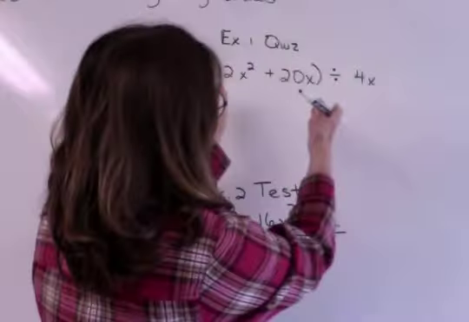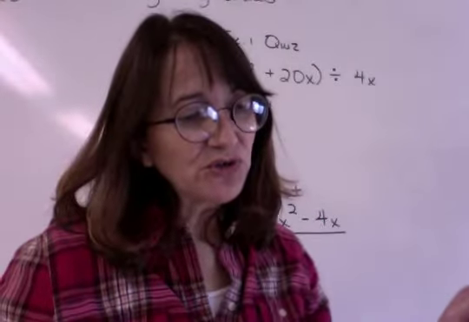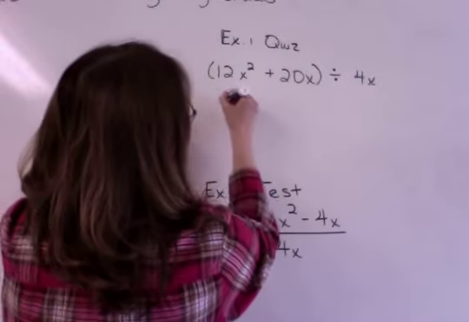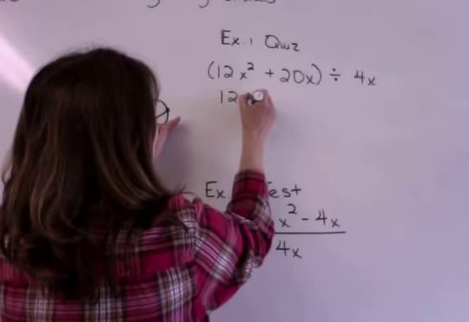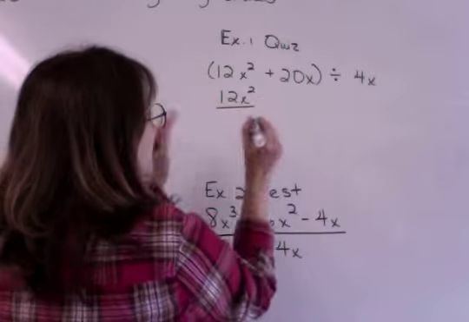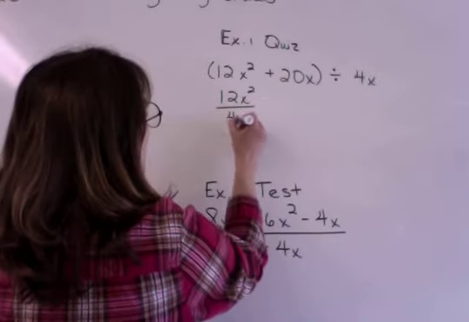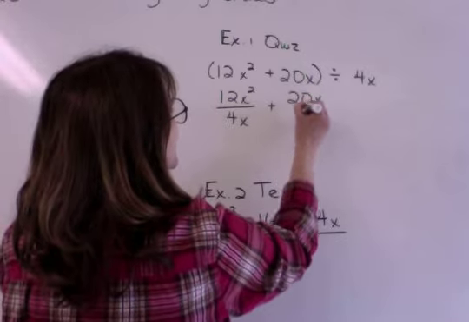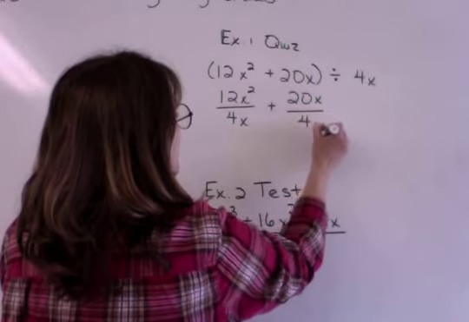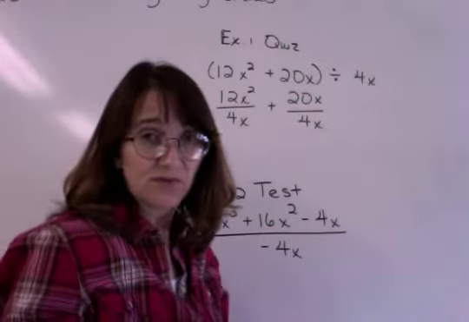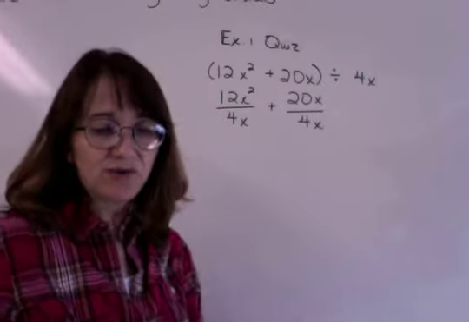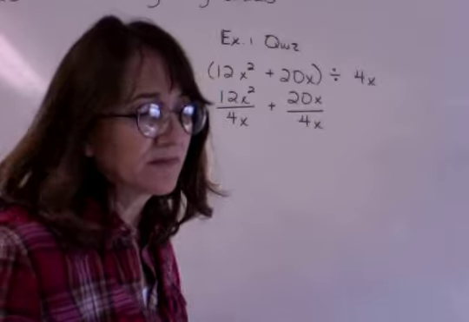So let's think about how you're going to write this. You could have just put a big line over there and put 4x there. But now we know that 12x squared is going to have to be divided by 4x. And the 20x is going to have to be divided by the 4x, right? This is a distraction, so I'm going to move that out of the way too. We'll go back and do that one.